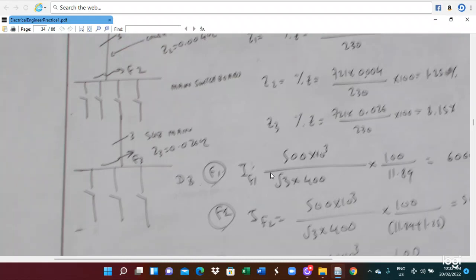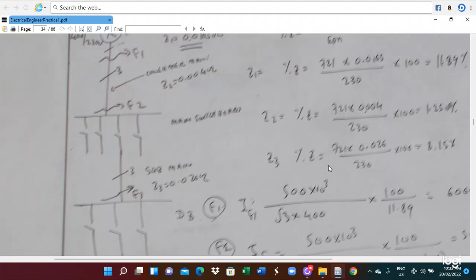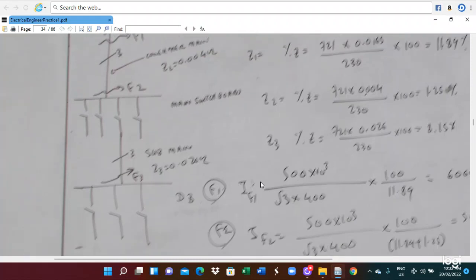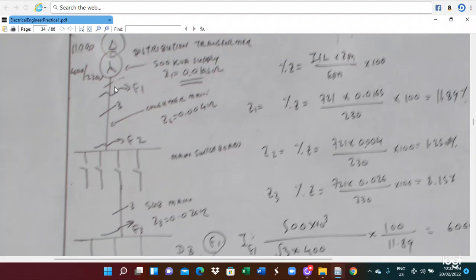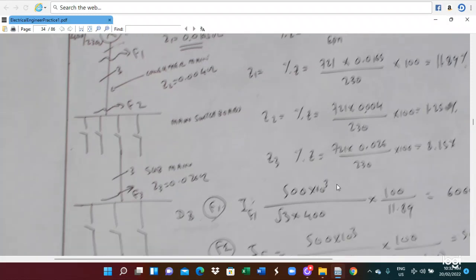And also the primary short circuit current can be calculated. So the primary full load current is 500 kVA divided by √3 times 400. This is the primary full load current. And here 11.29 is the percentage Z, and multiplied with 100. So this is the current in this line, the transformer short circuit current calculated.